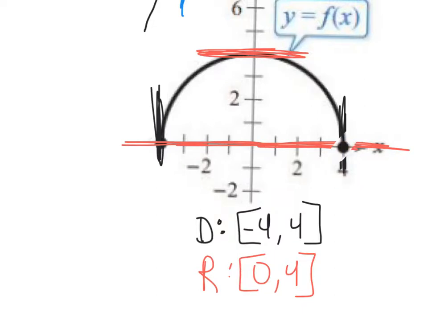Do you see this? Wait, what? I'm confused on the range. Where'd you get the 0 from? Because you read from bottom to top. So, do you see how this is the lowest point right here? Yeah. And that's 0 in the y.